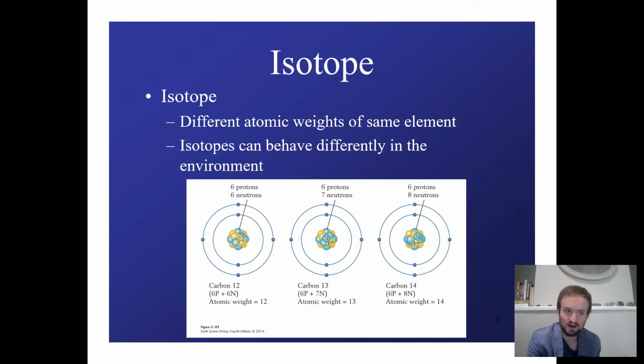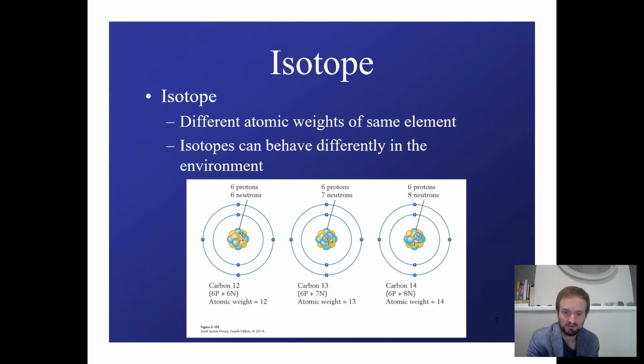Anyways, so just know that isotopes behave differently in the environment, but they behave similarly as far as chemistry goes. They'll basically have all the same chemical properties. But let's say, for instance, you have a bunch of water. And in that water, water is H2O, right? So 2 hydrogens, 1 oxygen.